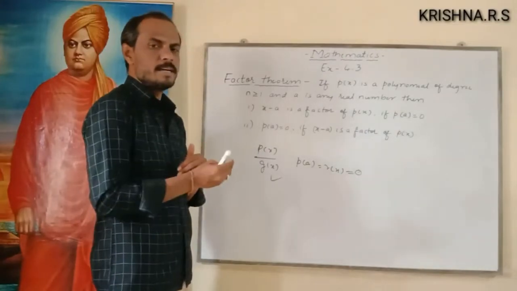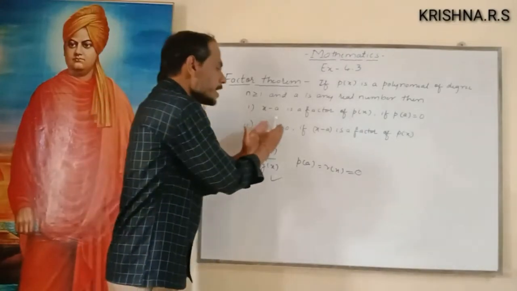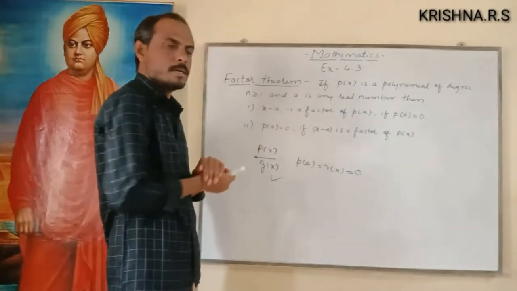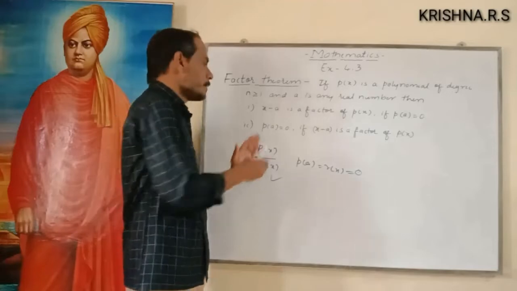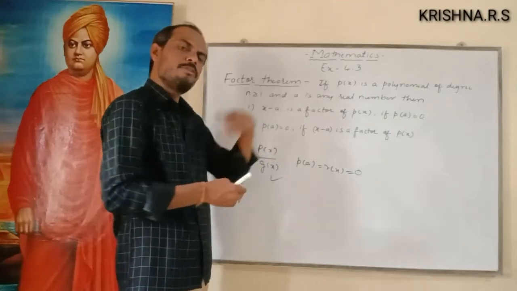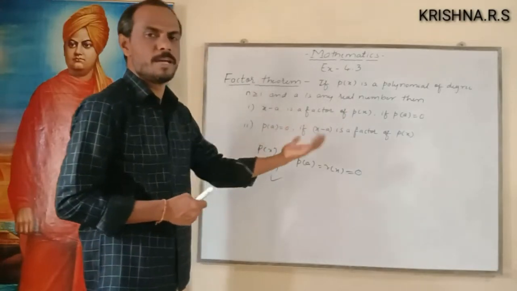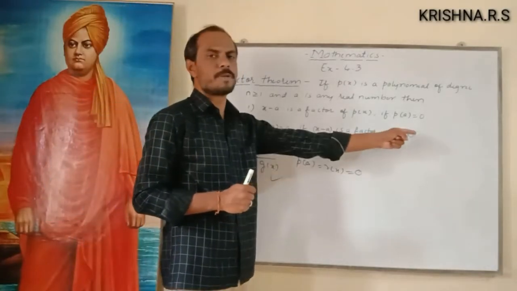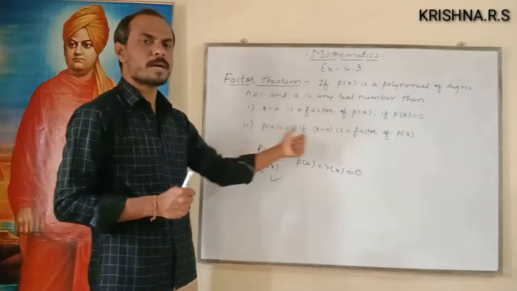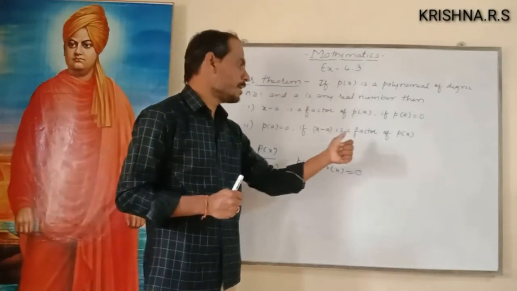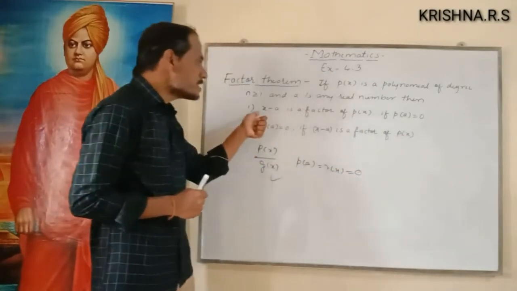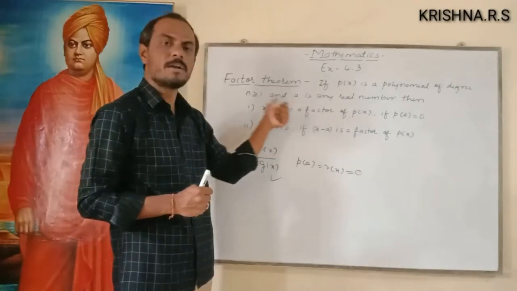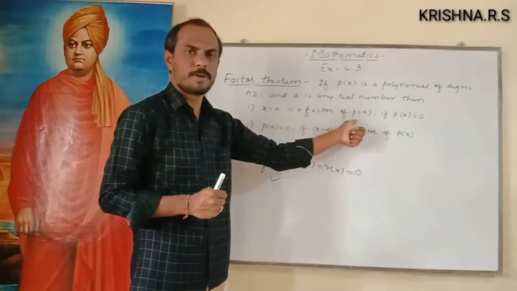The next condition, the second condition, is the reverse. P of a is equal to 0. Suppose the remainder is 0 when p of x is divided by g of x. Suppose p of a is equal to 0 is obtained, or it is already mentioned in the data that p of a is equal to 0. Then what is its meaning? X minus a is a factor of p of x. On this condition we come to the conclusion that x minus a divides p of x, or x minus a is a factor of p of x.